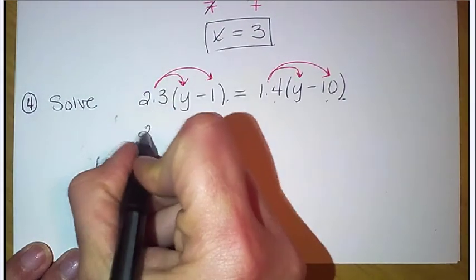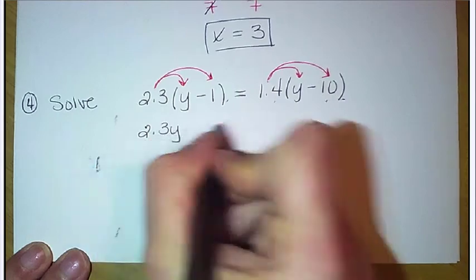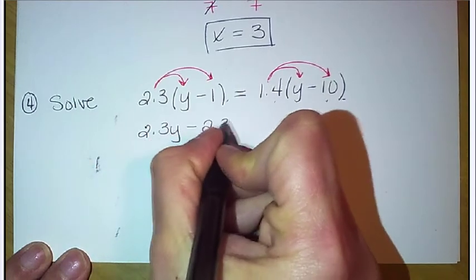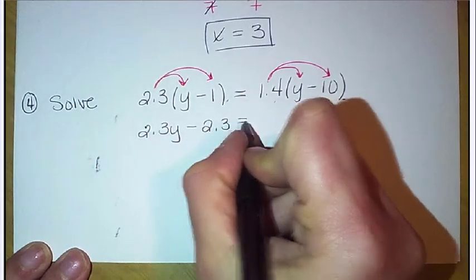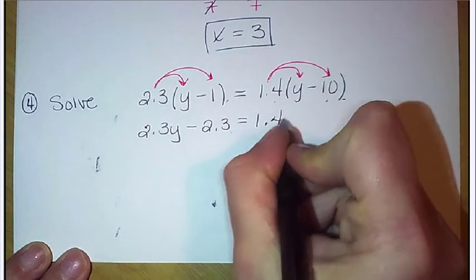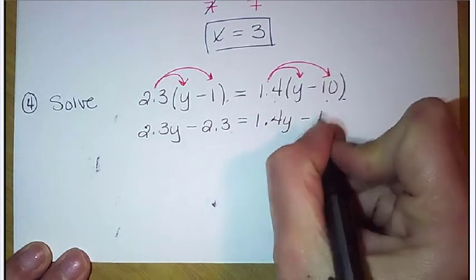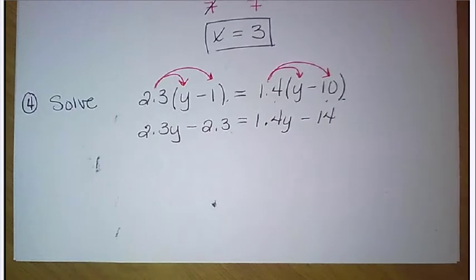So we're going to have 2.3y minus 2.3 equals 1.4y minus 14. Okay. Looking at this, we don't have any like terms. Again, when you're looking at like terms, you're only looking at one side of the equation. So notice that we only have a y and a constant on each side.